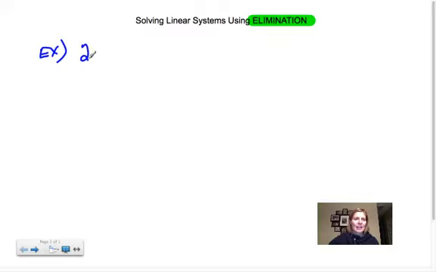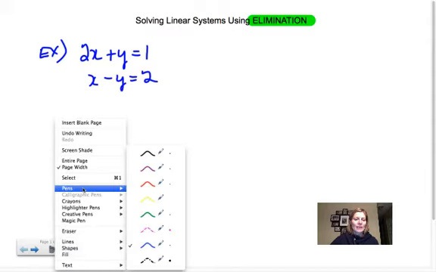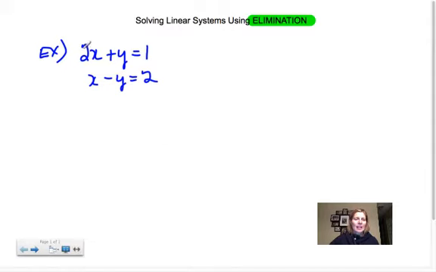Let's say I have the linear system 2x plus y is equal to 1 and x minus y is equal to 2. So I have two lines. I've got line 1 or equation 1 and I've got line 2 or equation 2. And what we want to do is find the point of intersection where those two lines are going to meet. Now, using elimination, what I want to do is get rid of a variable, either my x's or my y's.